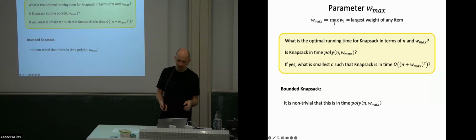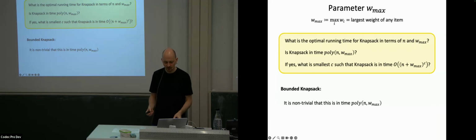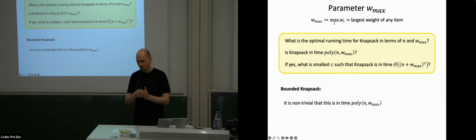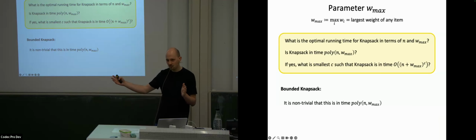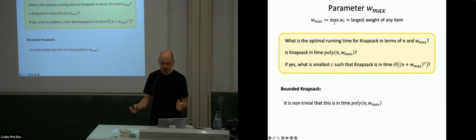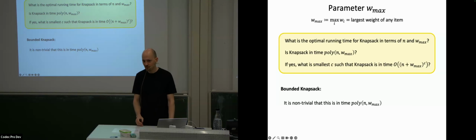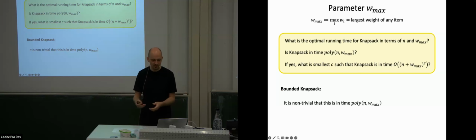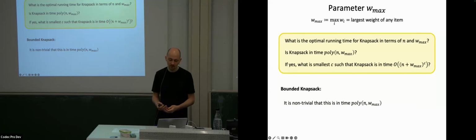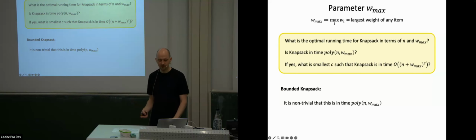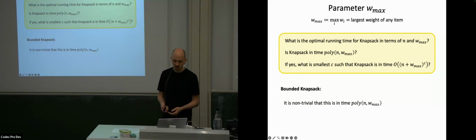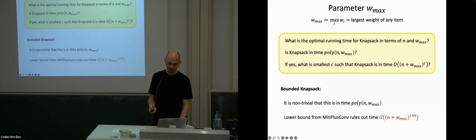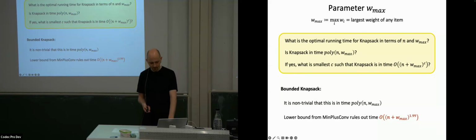For bounded knapsack, the situation is actually more complicated because you have these multiplicities. So the optimal solution could consist of many items. The number of items in the optimal solution does not need to be bounded by a polynomial in n and w_max, because the multiplicities could be huge. And that's why the naive DP does not solve it in this running time. It can still be solved in this time, but it's not trivial. And the same lower bound also applies.